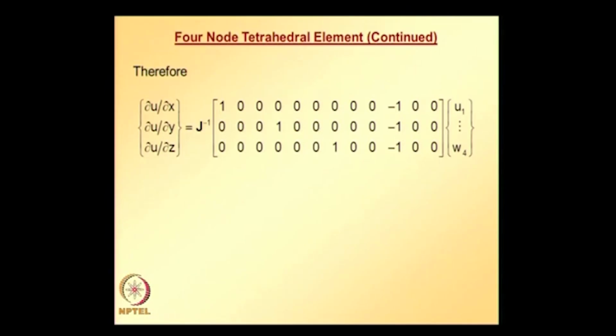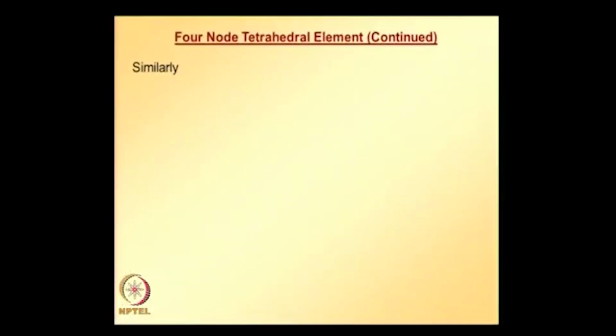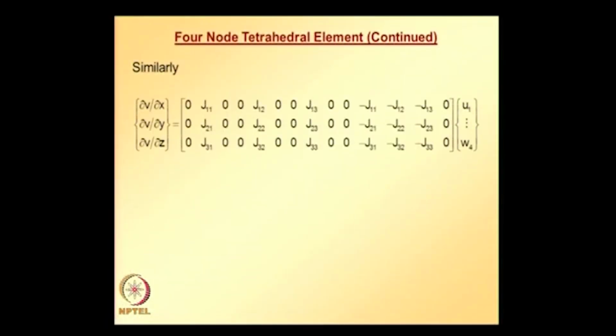nodal displacement components of all the 4 nodes of this tetrahedral element, and plug in the components of J inverse, and simplifying we get this equation. Similarly, we can derive equations for partial derivatives of v with respect to x, y, z, partial derivatives of w with respect to x, y, z, and they look like this.